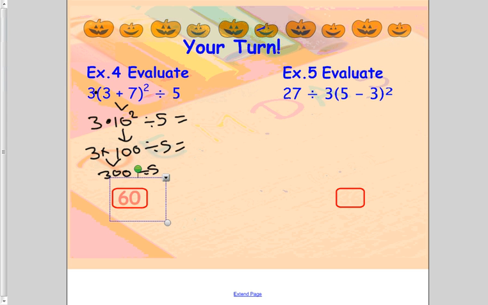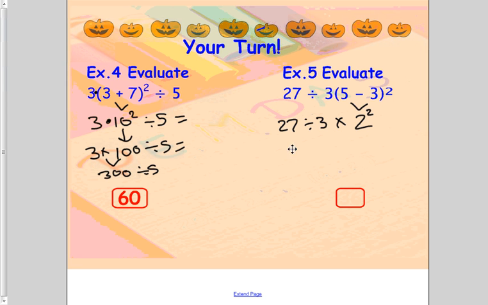All right, let's try this one over here. I walk through the problem looking for parentheses. And there they are. So 5 minus 3 is 2. Now let's rewrite the problem. 27 divided by 3. Since it's next to parentheses, that means times. And here we have 2. And because the exponent of 2 is on the outside, it's going to be 2 to the second power.